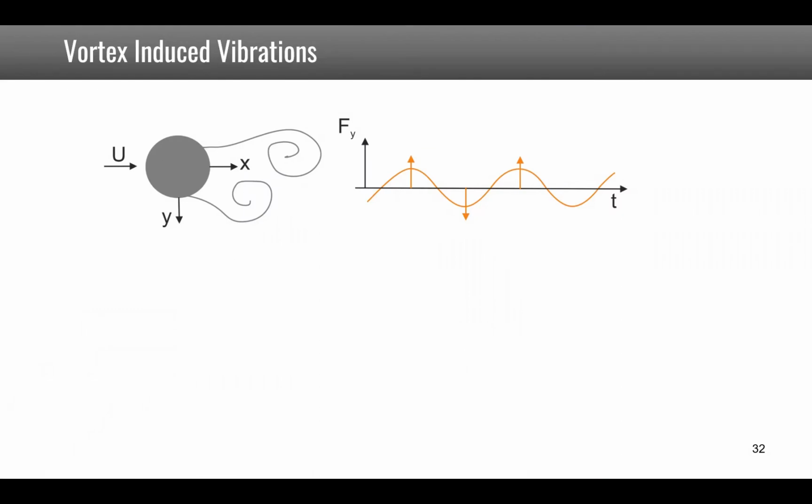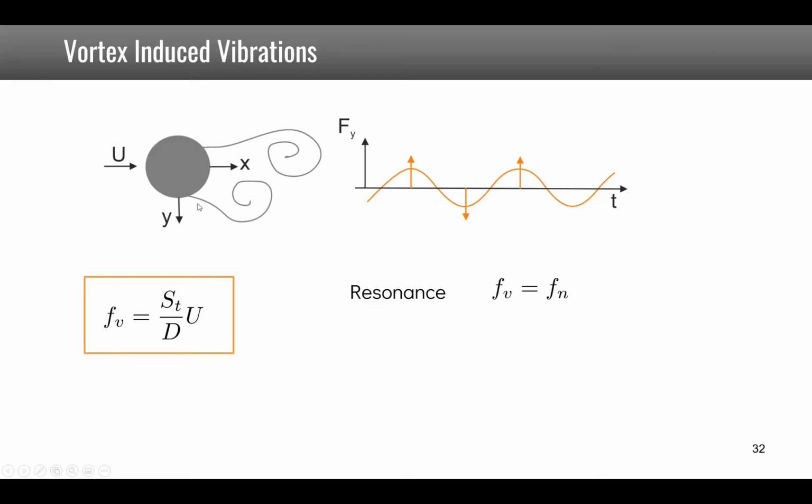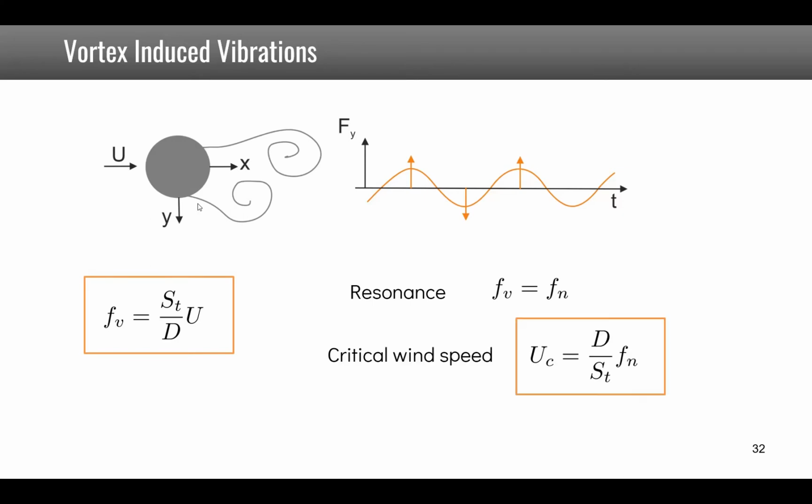So vortex-induced vibration, I remind you, is a phenomenon where a force perpendicular to the constant wind is produced by the alternating vortices, in the form of a sinusoidal force with a given frequency. This frequency is given by this expression, a function of the velocity of the flow, the Strouhal number, and the diameter for a cylinder. And when this frequency matches the natural frequency of the cylinder, you reach the critical wind speed, which is given by D over St times Fn.